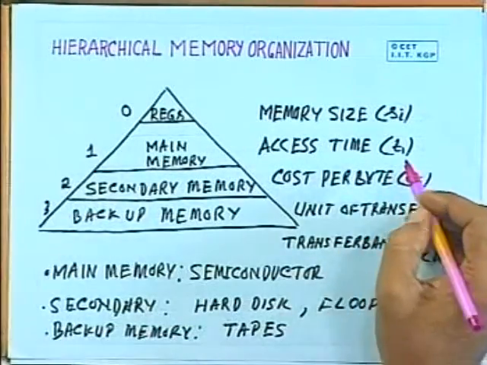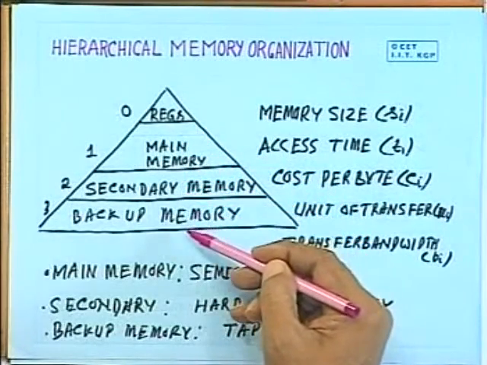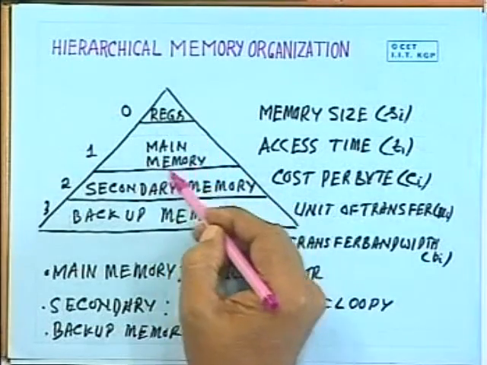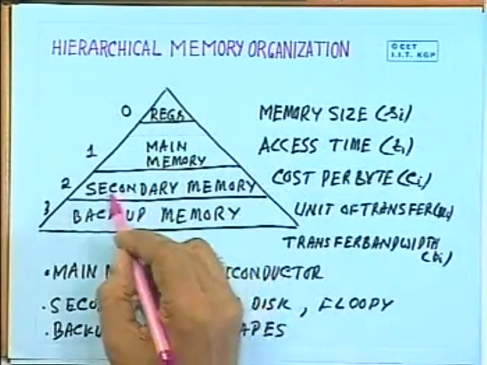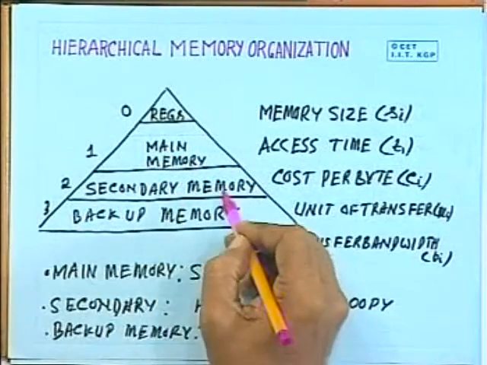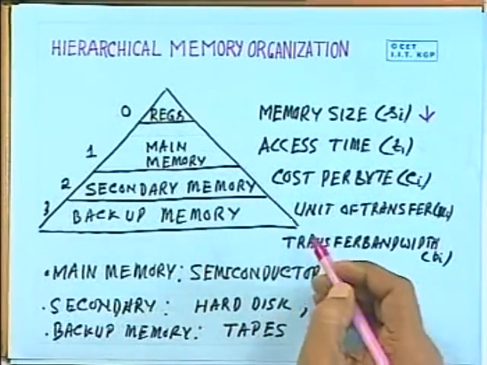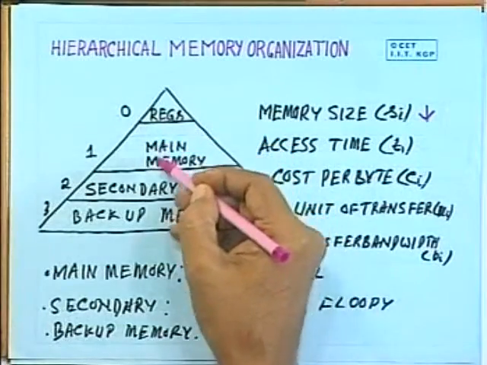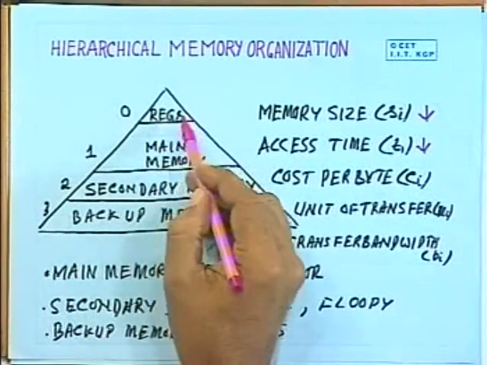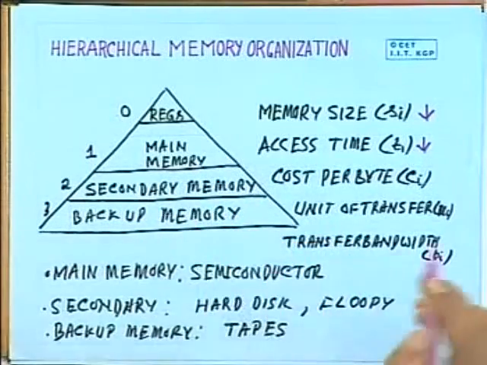So if you look at the size, then you will find that the size is gradually increasing in this direction. That means the number of registers is relatively much smaller than the main memory, and secondary memory size is much larger than the main memory. Backup memory is much larger than the secondary memory. On the other hand, access time is also becoming more and more as you go to higher level. For example, registers are the fastest, then comes the main memory, then the secondary memory, then the backup memory.